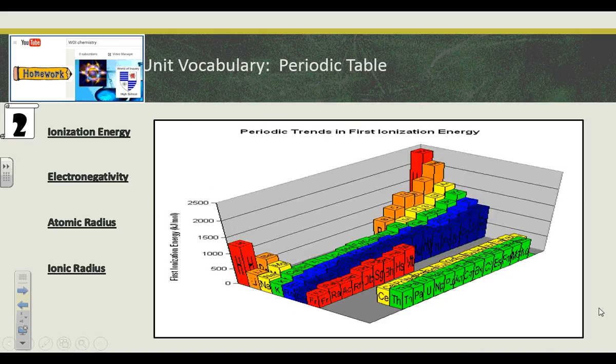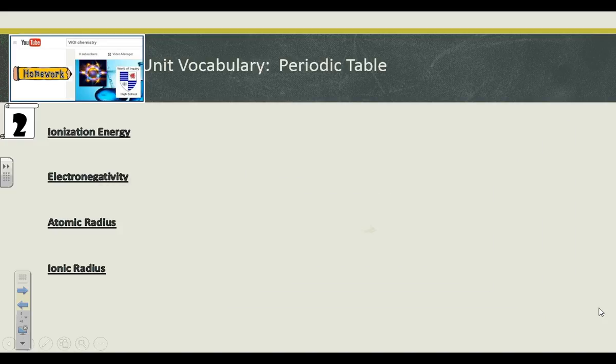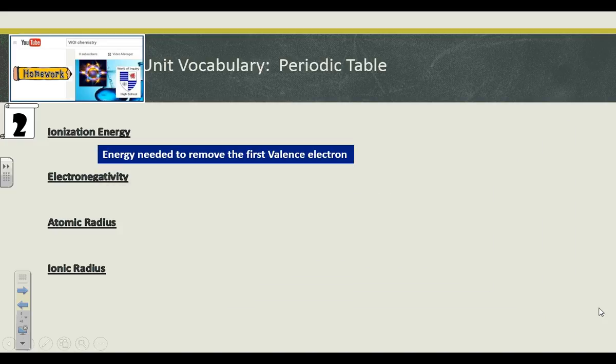First off, ionization energy. Here is a picture of the ionization energies, the values for each of the elements in the periodic table. And notice the trend. They tend to go up as I go to the right. Hey, trends, trends, trends. Ionization energy is specifically the energy needed to remove the first valence electron from the atom. It's going to take energy from somewhere to take the electron. That is the ionization energy.